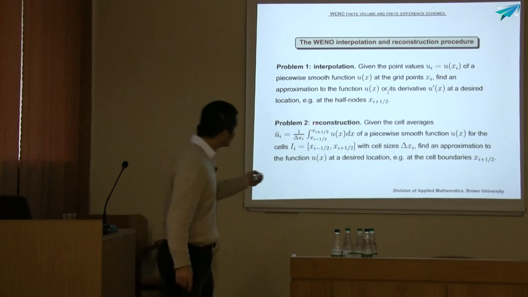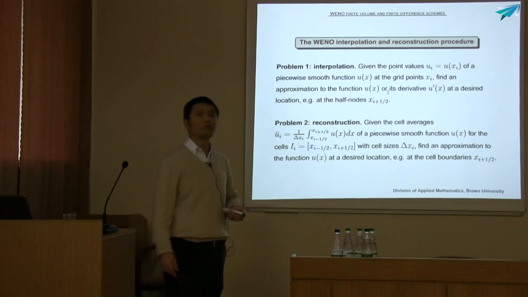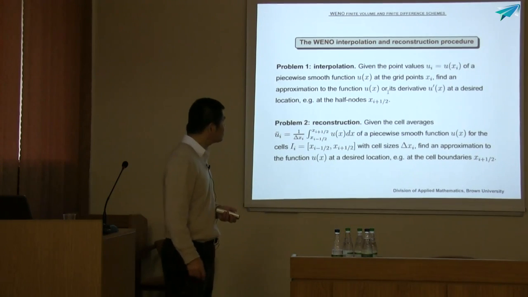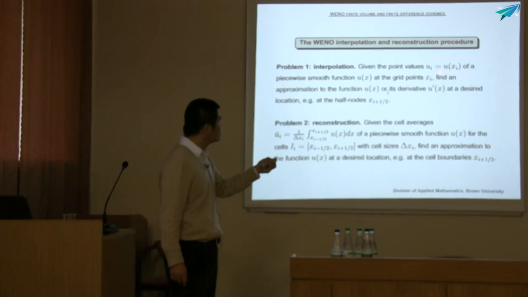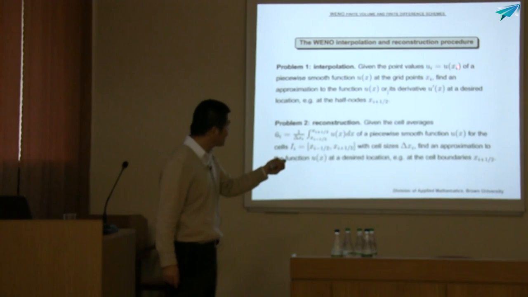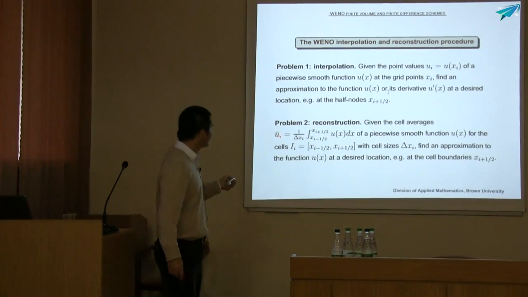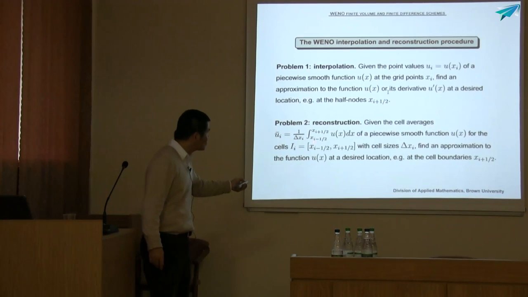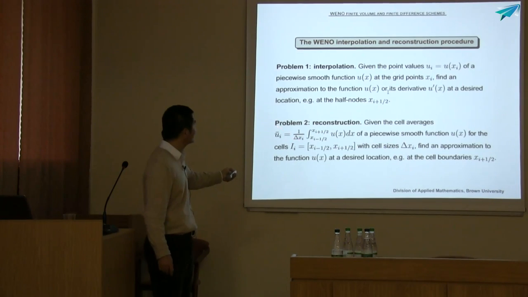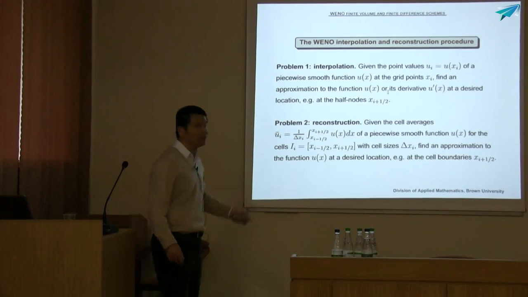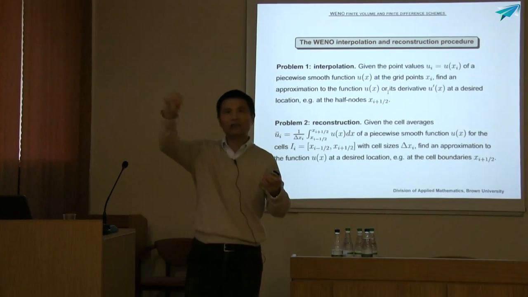And there's a very closely related problem called reconstruction, which is to say the given information is no longer the point values of the function, ui equals to u(xi). Rather, it is the cell average. It is the integral of u(x) over the cell xi minus half to xi plus half divided by the cell length. So this number u bar of I is the average of the function in the interval.